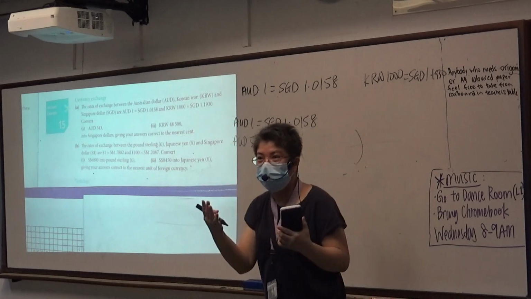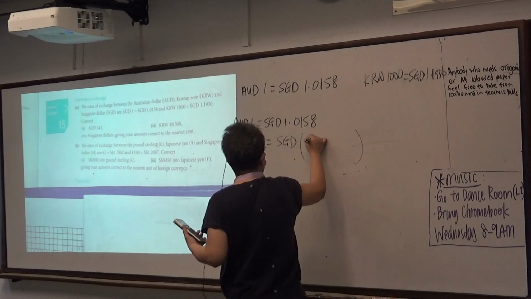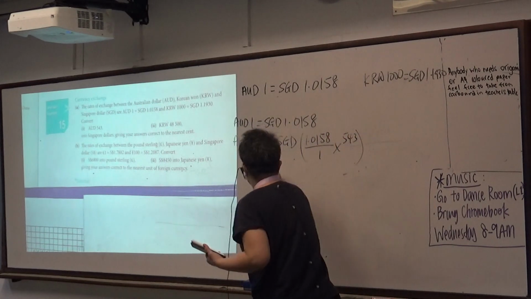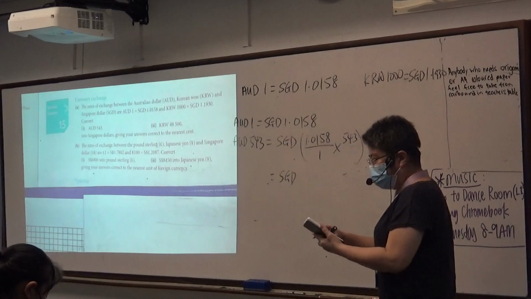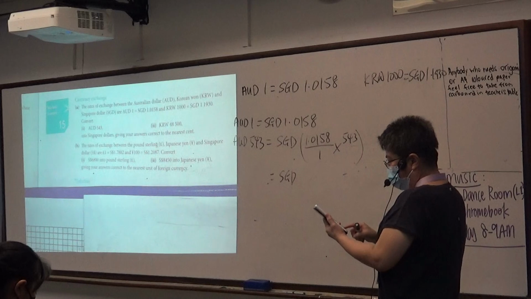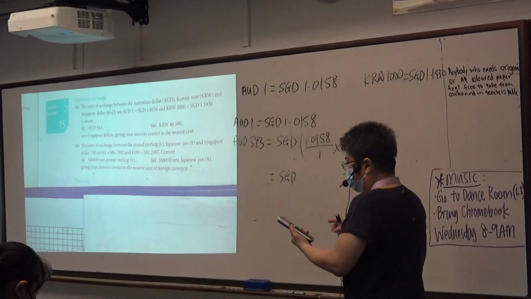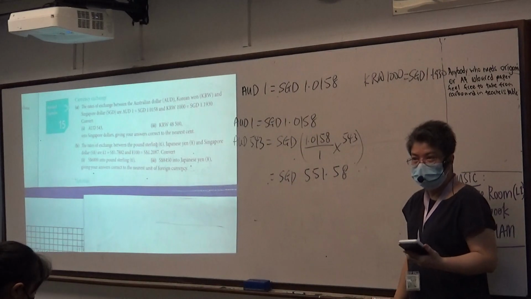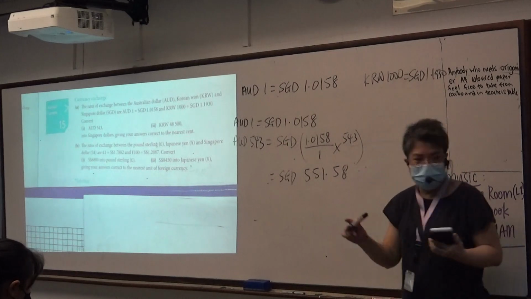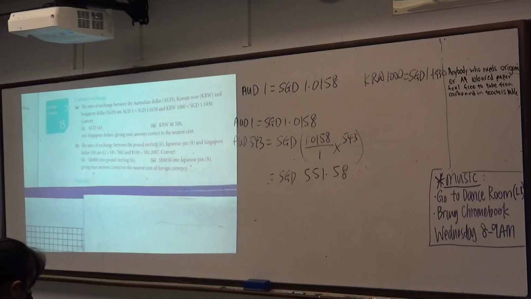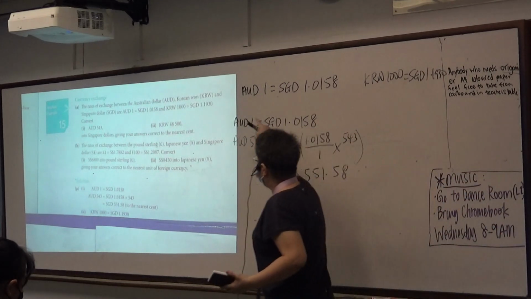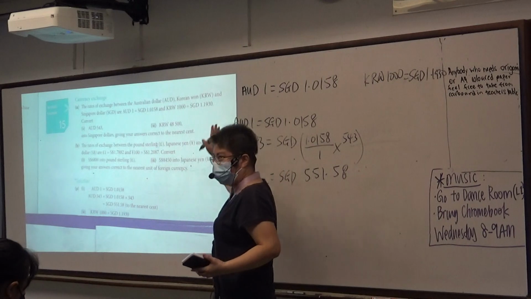Understand? Remember I talked a bit about the Apple one? It's the same thing, huh? So 1.0158 over 1 times 543. So this one is SGD 1. Let us calculate. 1.0158 times 543. This will give me 551.58. Can you see it? Okay. So it will give me 551.58. If you look at the question, the answer is also 551.58. Are you all clear? Now, what am I saying? If they want Australian dollar, you must put Australian dollar on the left.